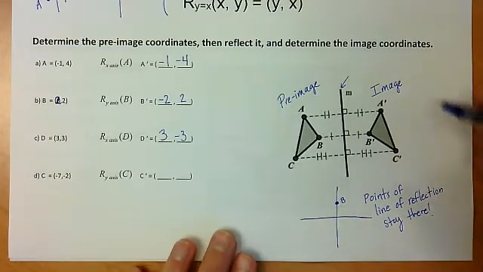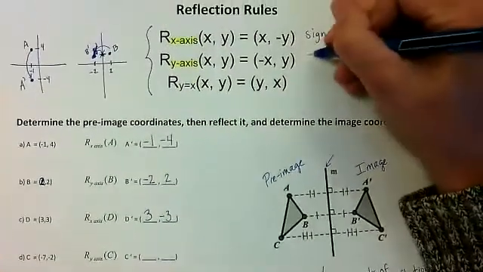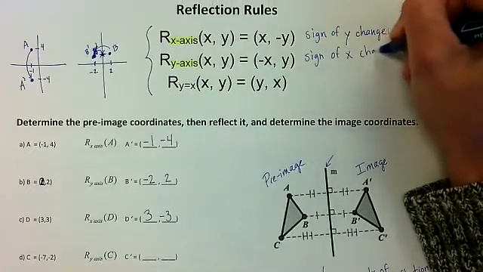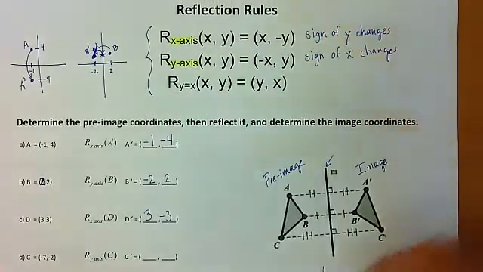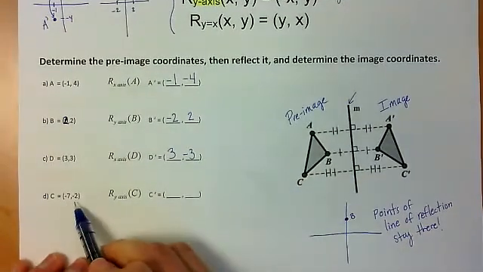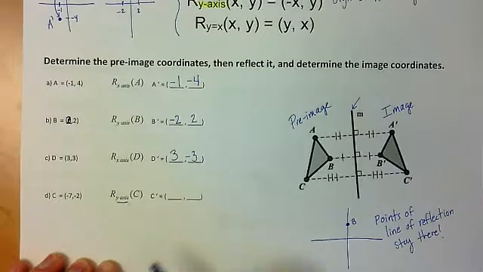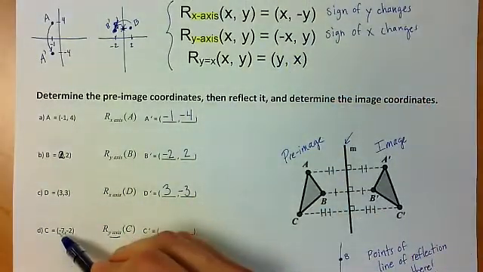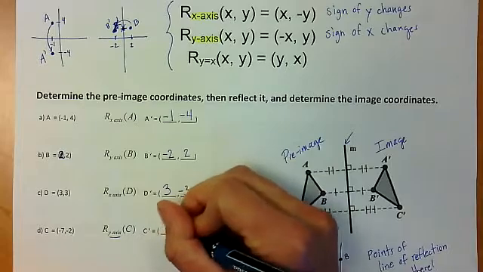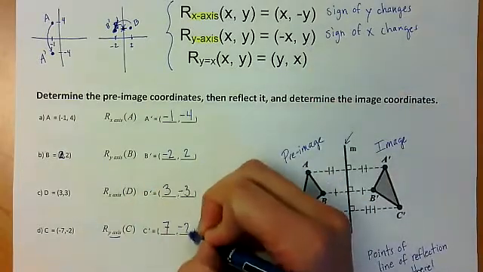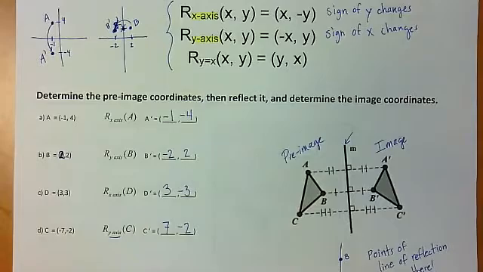Okay, something to keep in mind. Up here we said, we go back to our original idea, the sign of x changes. So then we have one more example here. I've got c is -7, comma -2. So we're reflecting over the y-axis. So I'm going to change the sign of x. So -7 is now going to become +7, and I'm going to keep y the same, comma -2.